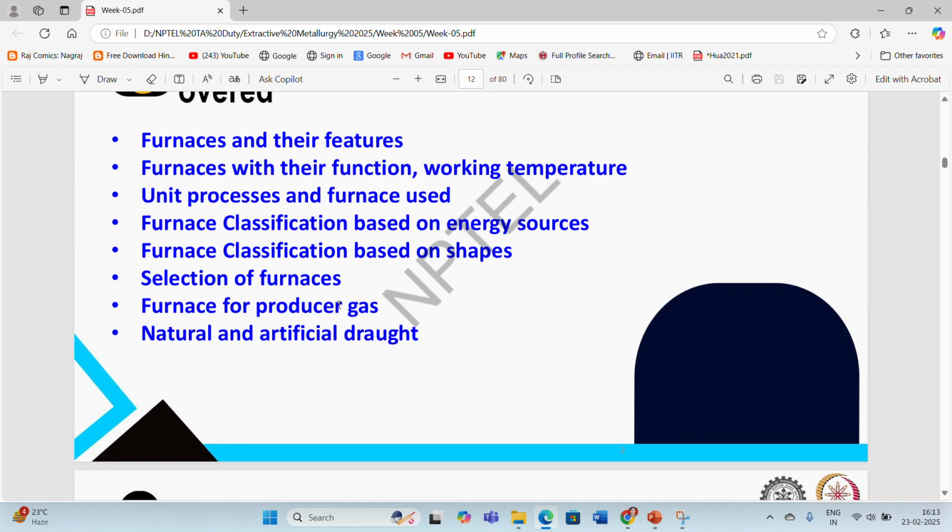So now we will talk about the different types of furnaces which are basically used during these different metallurgical operations. Then what are their functions and what are the working temperatures of these different types of furnaces. We will talk about that. Then the furnace classification based on the energy sources and selection of furnaces. There are some factors based on which we select the different types of furnaces according to our need during the metallurgical operations.